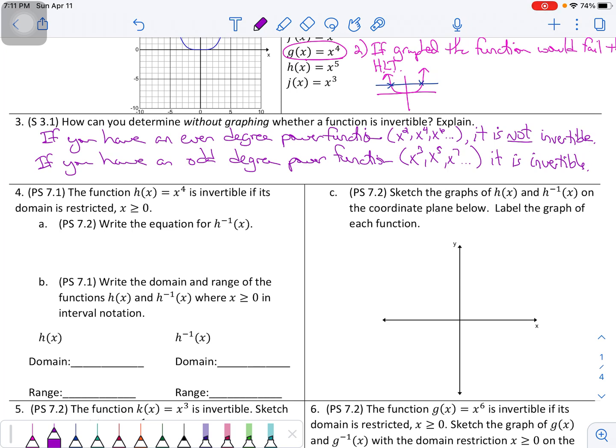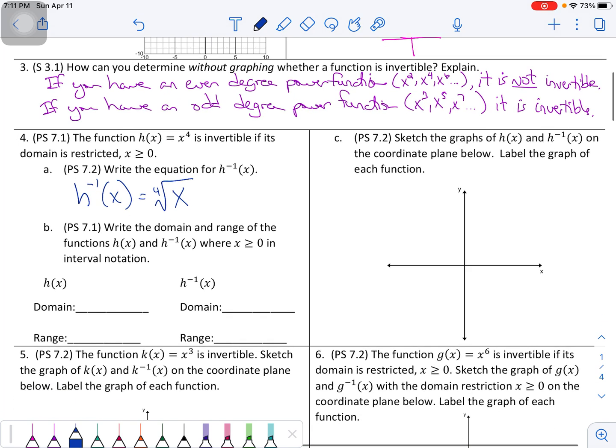So it has to be the power functions that you can tell if they're invertible or not just by looking at the equation. All right, problem number 4. The function h of x is equal to x to the fourth is invertible if its domain is restricted to x is greater than 0. Write the equation for h inverse of x. So the inverse of x to the fourth is going to be the fourth root of x. Every power function, every power has an inverse root that is its inverse operation.